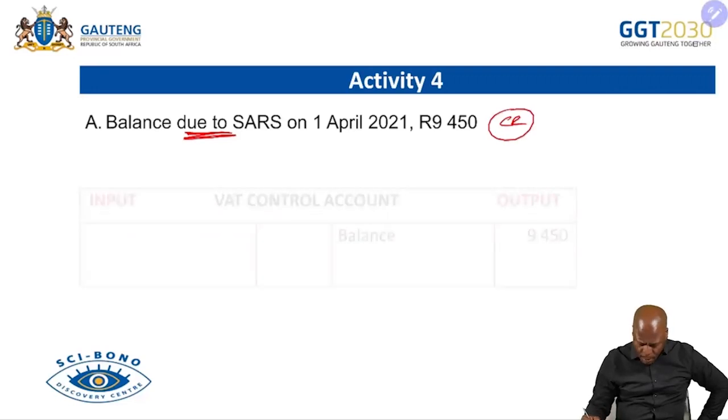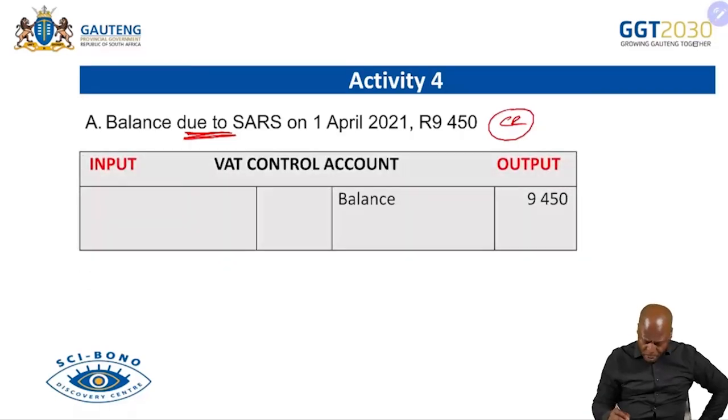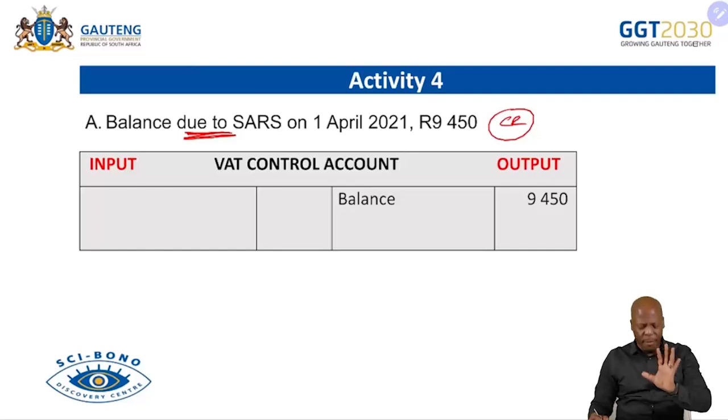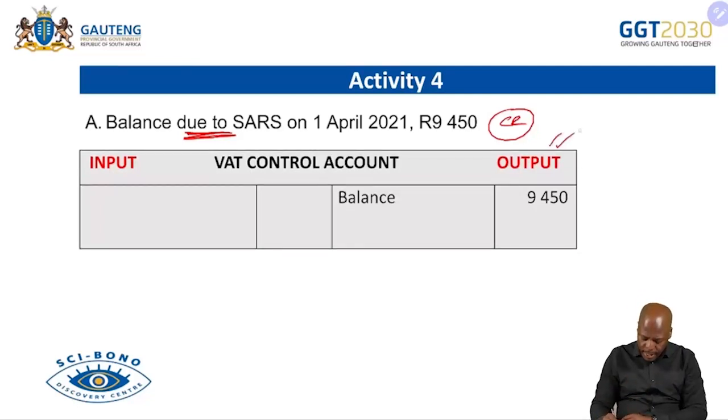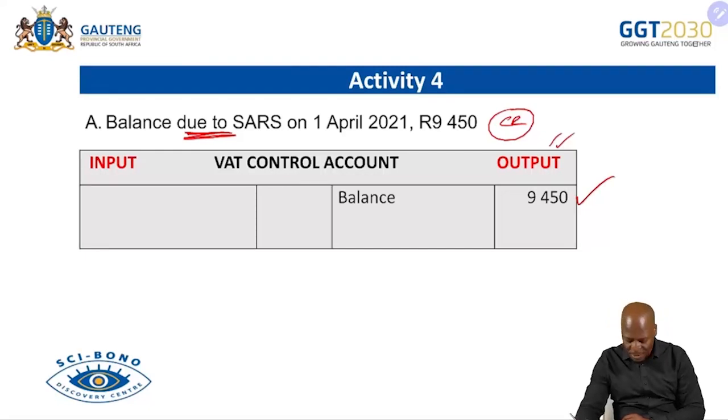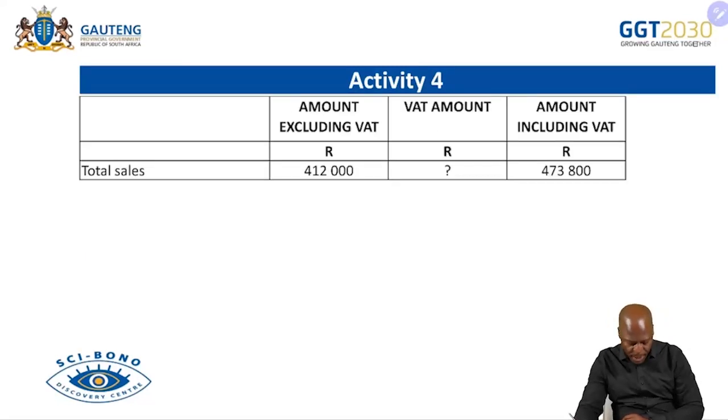Let's see if I'm to prepare. There it is. There is my VAT control account. Okay. So if you're to do a VAT control account, you'd find it on the output. That is the credit side. Balance due to SARS 9450. Let's quickly go now.